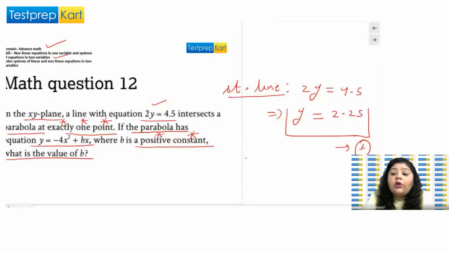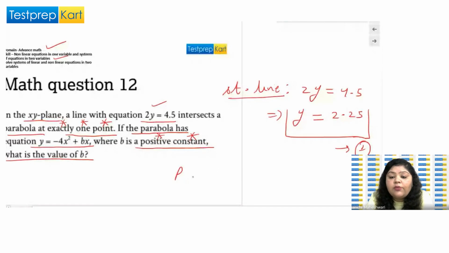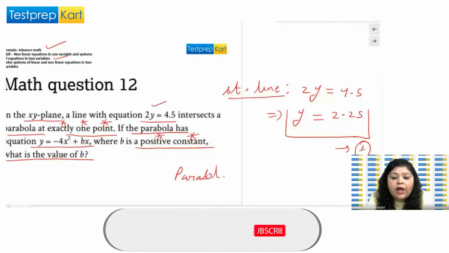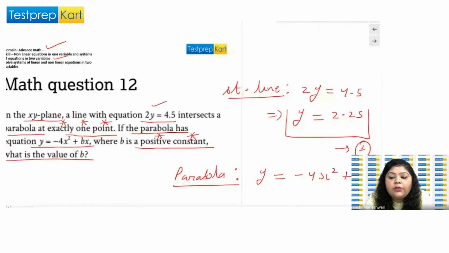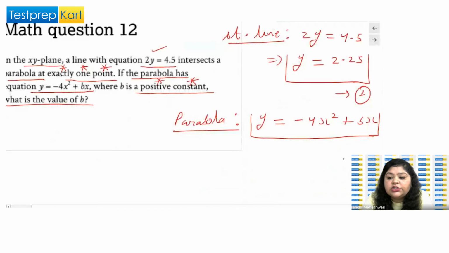Okay, now another thing is what? Another thing is my parabola. So we also have the equation of parabola. No? So the equation is y is equals to minus 4x square plus bx. Okay, so this is the equation of my parabola. So I'm going to mark this one as my equation number 2.